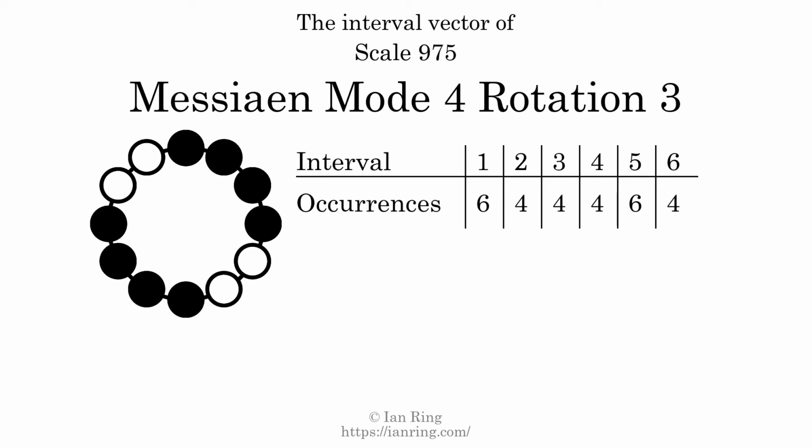There are 4 intervals with a size of 6 semitones. They are here, here, here, and here. Each interval does not appear in this scale a unique number of times, so this is not a deep scale.